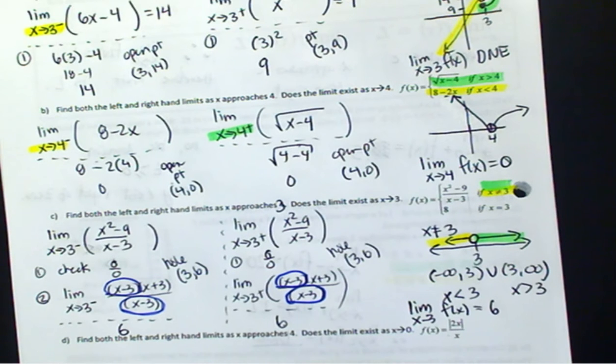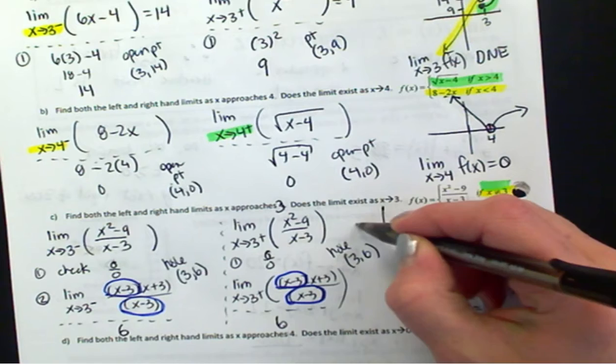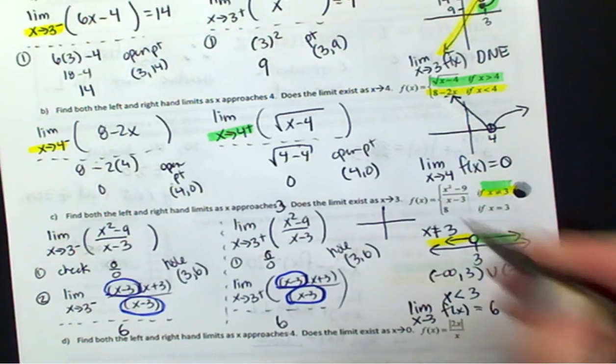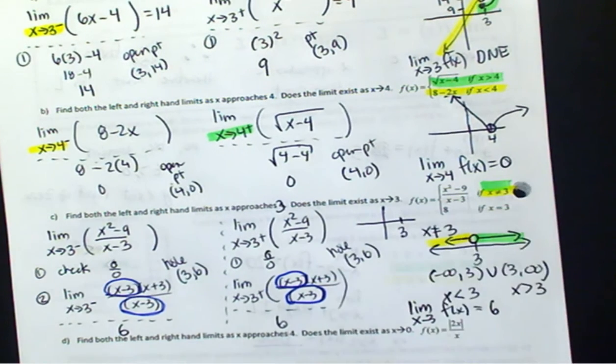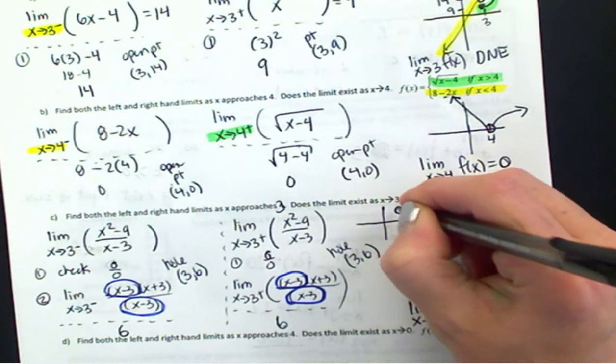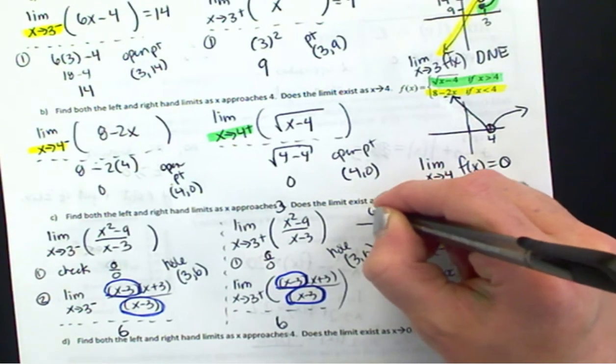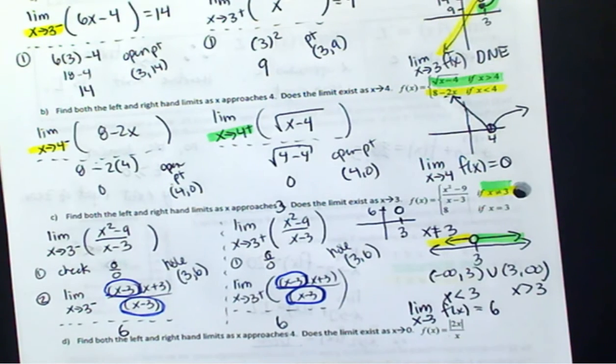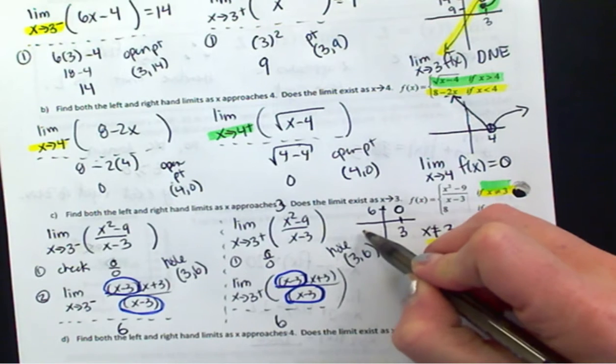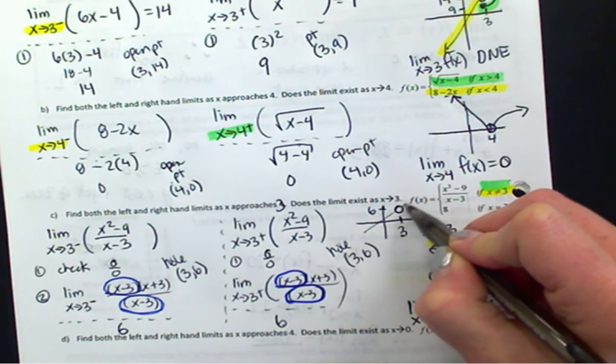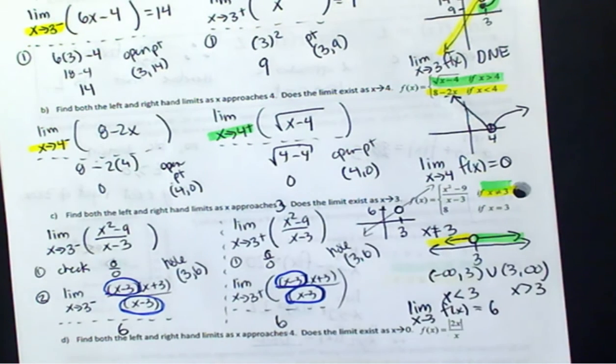What does it look like graphically? I know we're out of space a little bit. I'm just going to sketch a little picture. I know the hole is at (3, 6) because I found it. I'm left with x plus 3. It's just a straight line with an open hole in it.